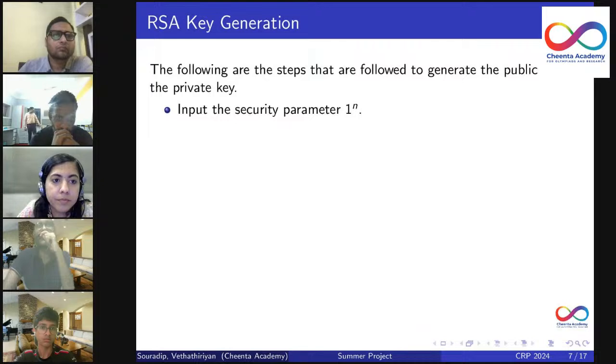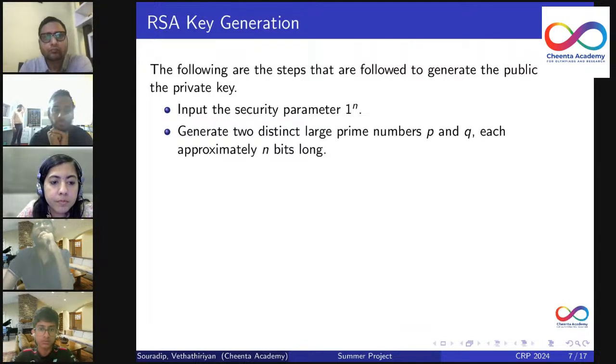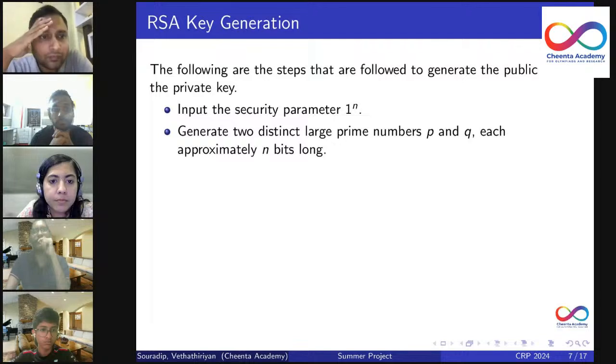It uses an asymmetric key system, or in other words, a public key and a private key system. Here we show how to generate the public and private keys. First, we define a security parameter 1^n, or in other words, the size of the set that we would be working on, which would be n bits. Then we generate two very large prime numbers P and Q, both approximately n bits long.